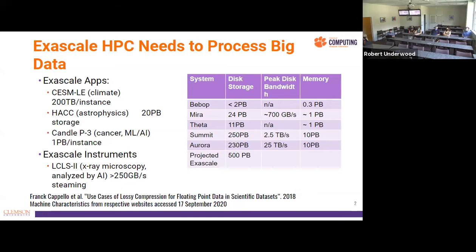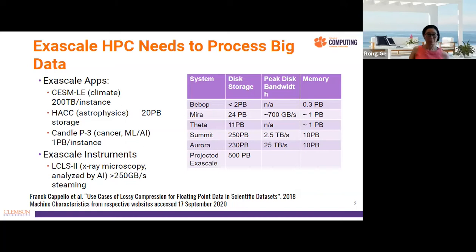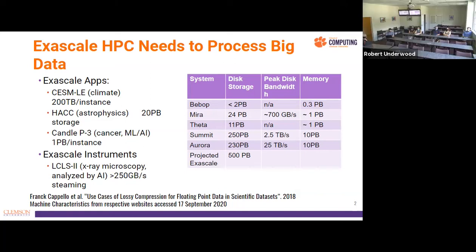Regardless what systems we have, they're producing 200 terabytes of data, for instance, 20 petabytes of storage per a trillion particle run, a petabyte of information to analyze one drug tumor interaction, or 250 gigabytes per second of data streaming off of a high-powered X-ray device. And when we compare this to the supercomputers that we have broadly available, we notice that there's a gap between the amount of storage that's available in total on these machines, the peak bandwidth that we have available to these storage media, and the total amount of memory that can be used in the short term on these systems.